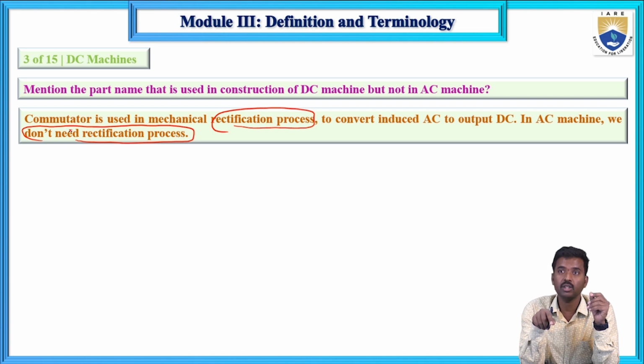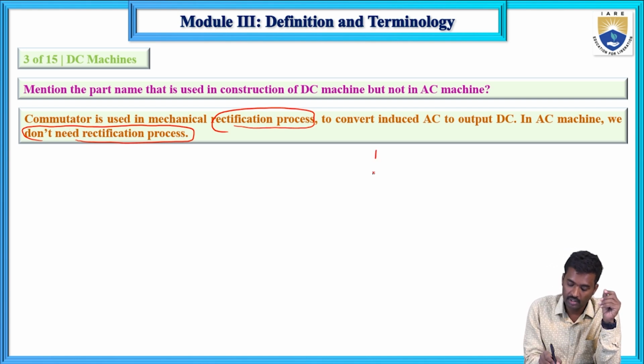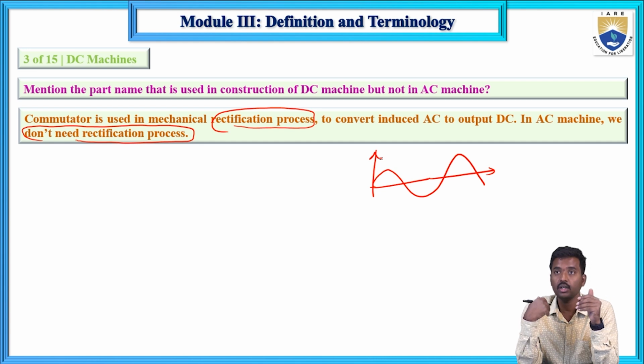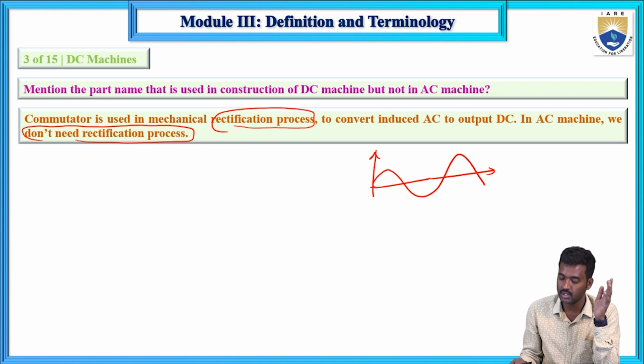So in the DC machine, the DC generator, we get AC in the armature, a sine wave. So this is AC, and from the AC, the commutator converts AC to DC. A rectification process is required in the case of a DC machine.